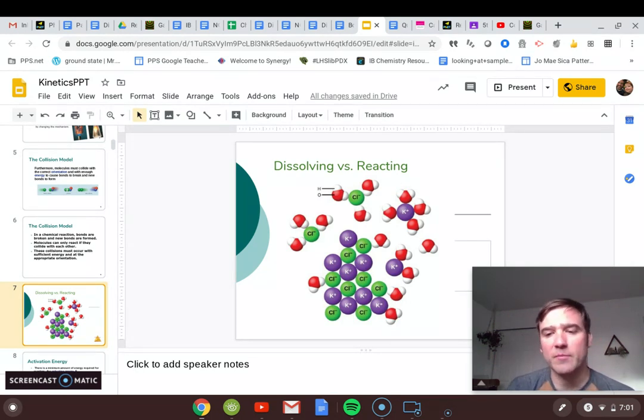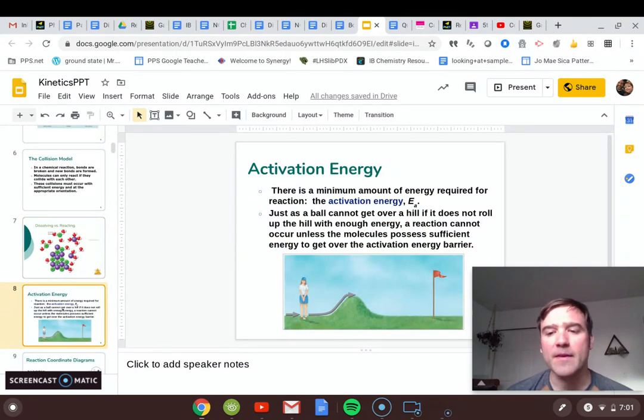So a dissolving process is a physical change. The potassium and the chlorine ions are still present here, just as they were when they were closely packed together. Now they're just spread out and surrounded by water. So not a chemical reaction. Now back to talking about chemical reactions.